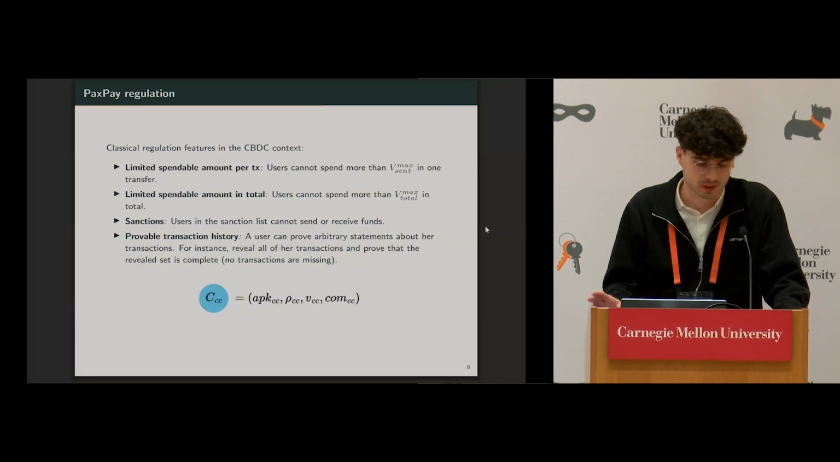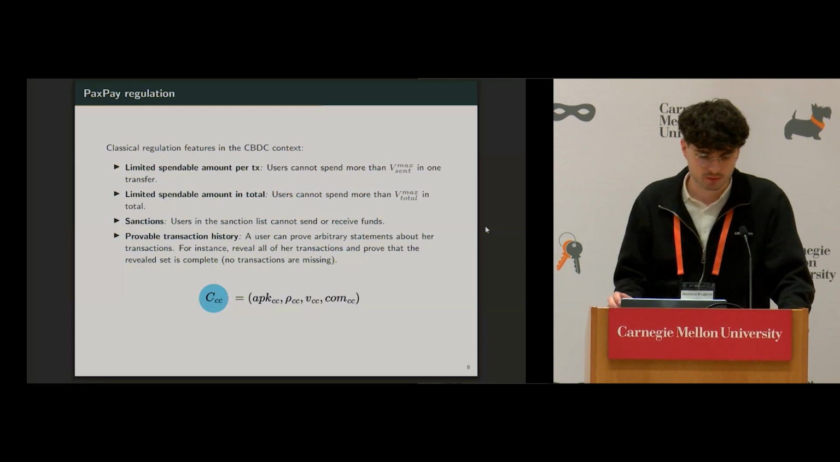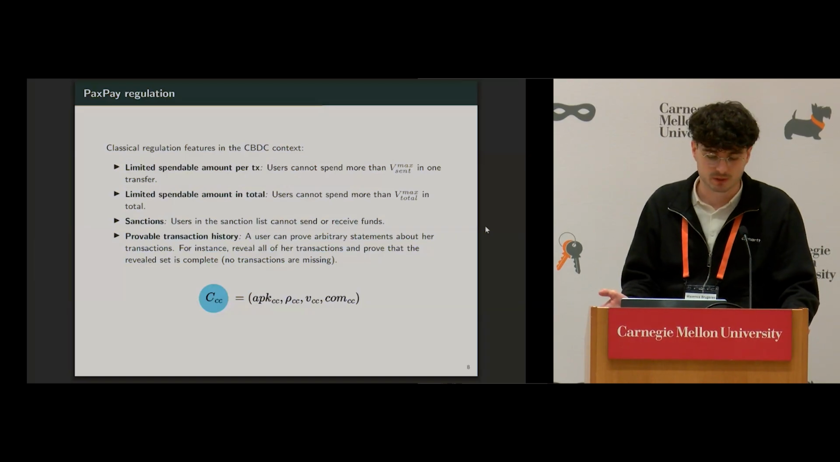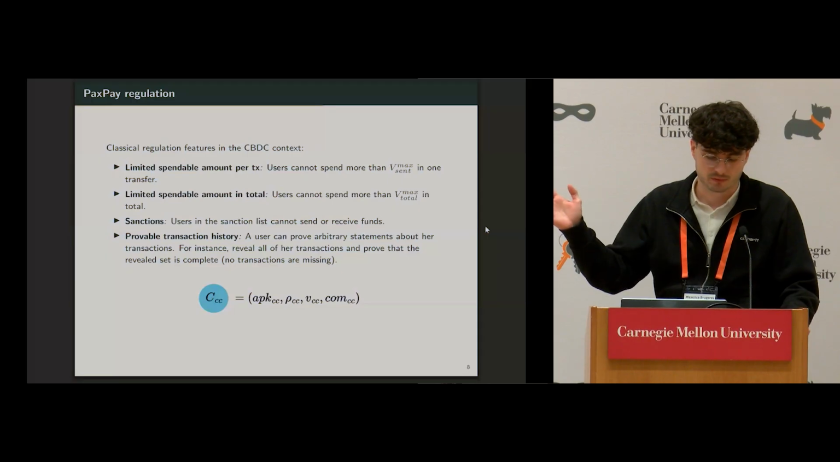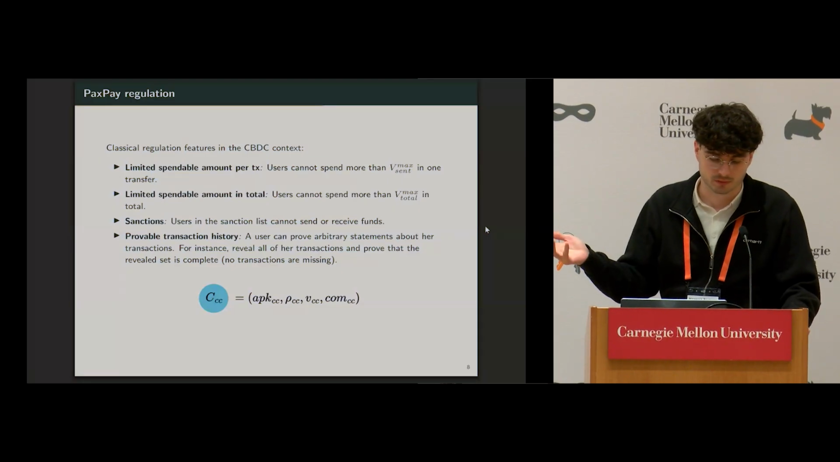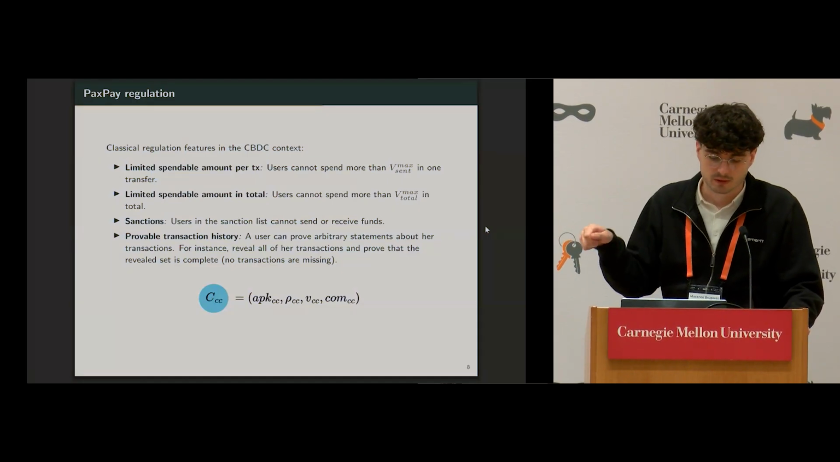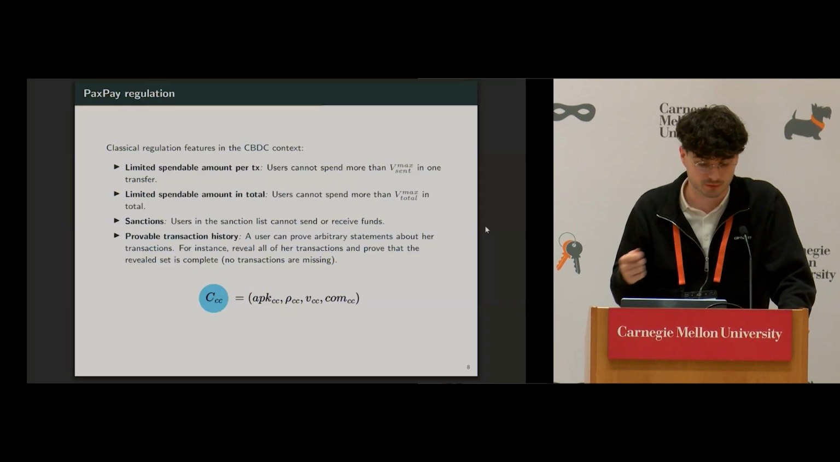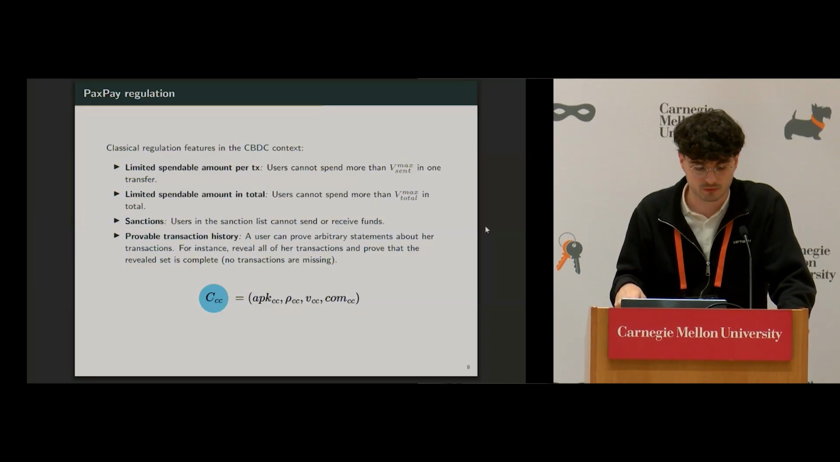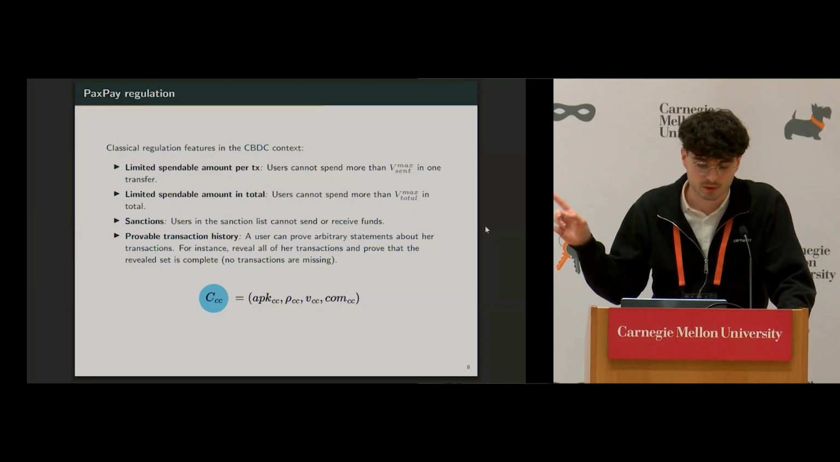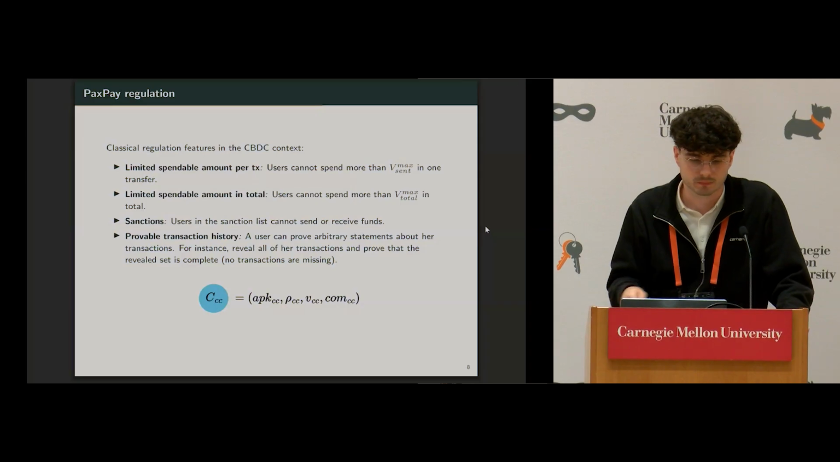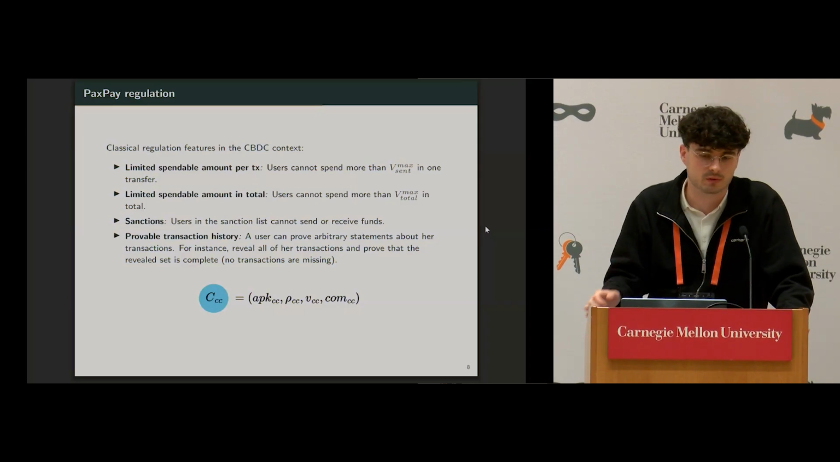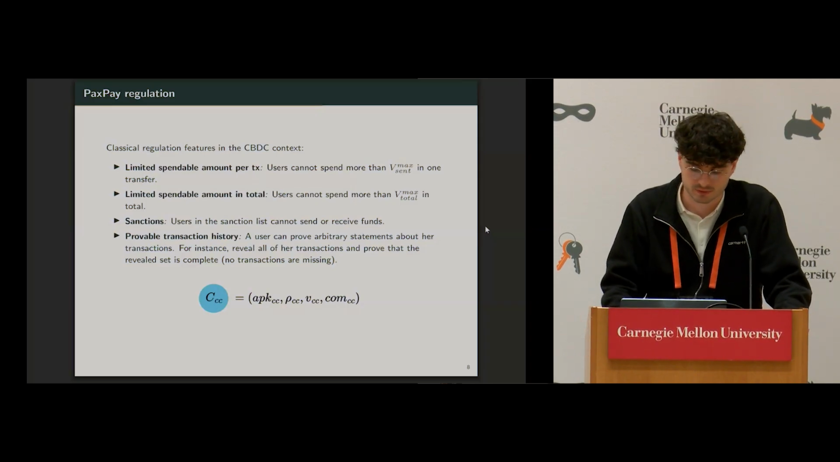To implement this regulation, we define another special type of coin, which is called the compliance coin. As a regular coin, it has an address, which is the address of the owner of the compliance coin, a seed, a value, and here the value of the compliance coin is just the total amount of money that the user has transferred since the beginning of its use of the system, and a commitment which aggregates all the transaction data of a single user.